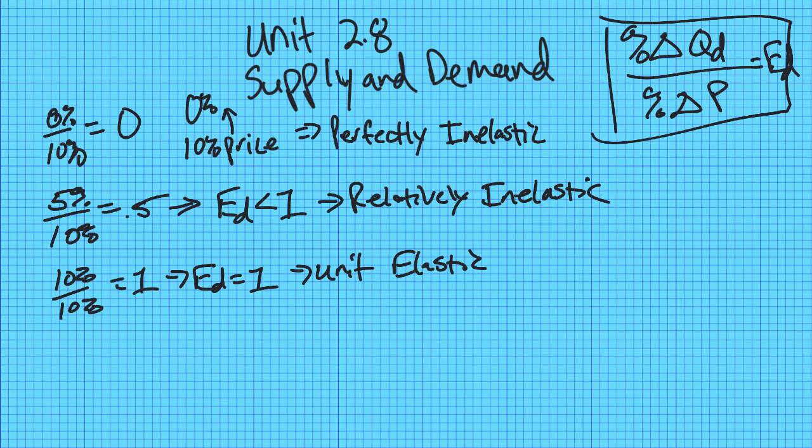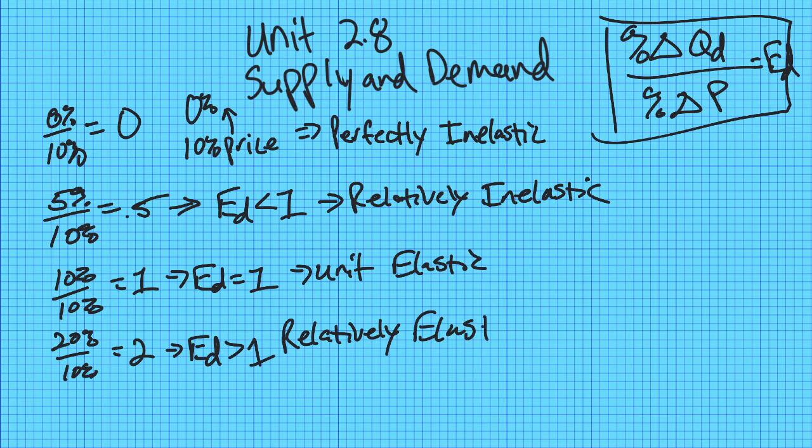Then we could have values that are greater than 1. So we could have something like a 10% change in the price, and a 20% or greater percent reaction. This equals 2, so the elasticity of demand is greater than 1, and therefore this is relatively elastic. So this is no reaction. This is a small reaction. This is an equal reaction. This is a large reaction.